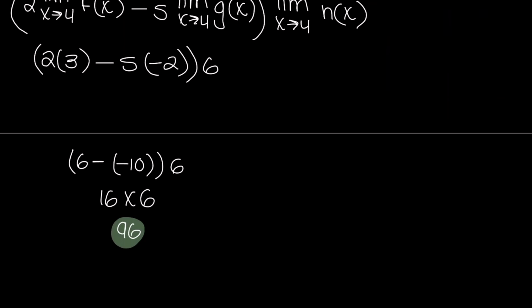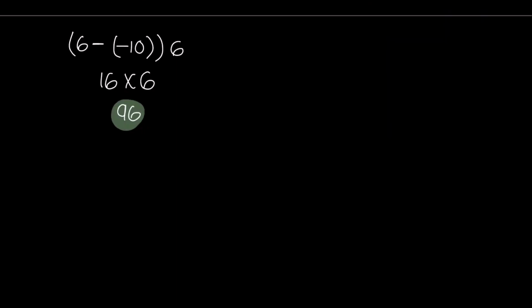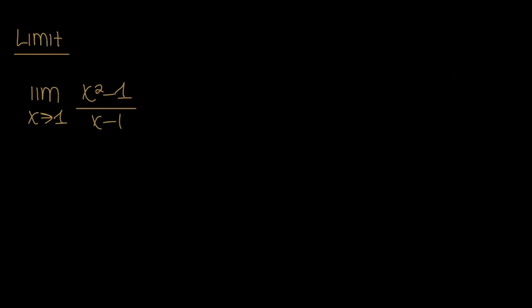Moving on, we come down to the idea of when limits don't exist, or rather when we get into indeterminate forms. For example, we have a limit such as the limit as x goes to 1 of x squared minus 1 over x minus 1. The first thing we always want to try is direct substitution.